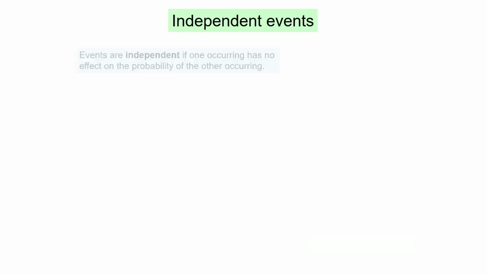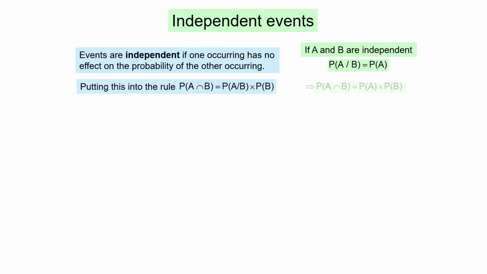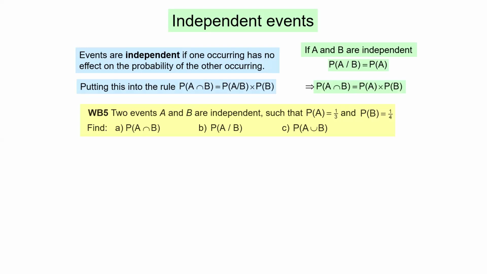Okay, now independent events. Events are independent if one occurring has no effect on the probability of the other occurring. This is a professional style definition of independent events. So when events are independent, the formula says probability of A intersection B is equal to probability of A into B. Now, this is the formula.